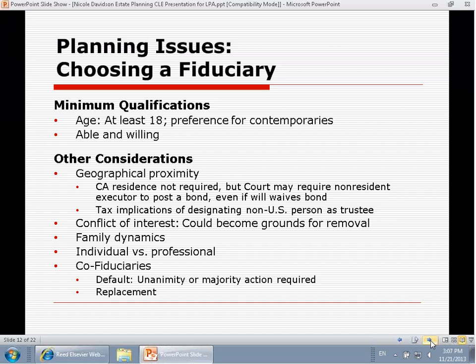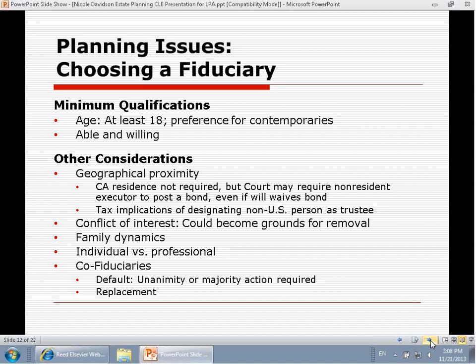So choosing one child to be the fiduciary and the other children may not get along with that child. There may be a family history there. The selected child may not do a particularly good job of being a fiduciary. These are all things to think about in drafting the estate plan so that we can minimize any potential problems. So the family dynamics, hit on that.